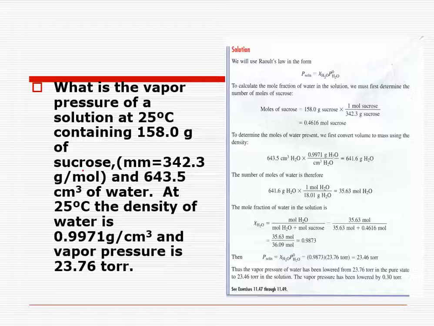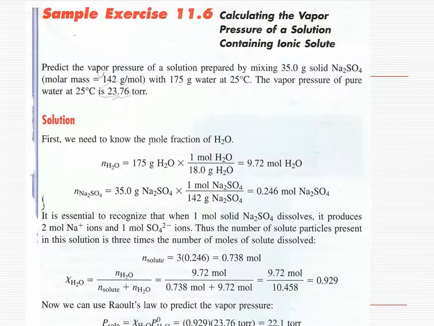Okay, when we dissolve sucrose in water, it does not dissociate. For every 1 molecule of sucrose we put in the water, we get 1 molecule. Now here we have a sample of a salt, sodium sulfate. We've got to keep that in mind. We've got to look at what our solute is that's being dissolved.